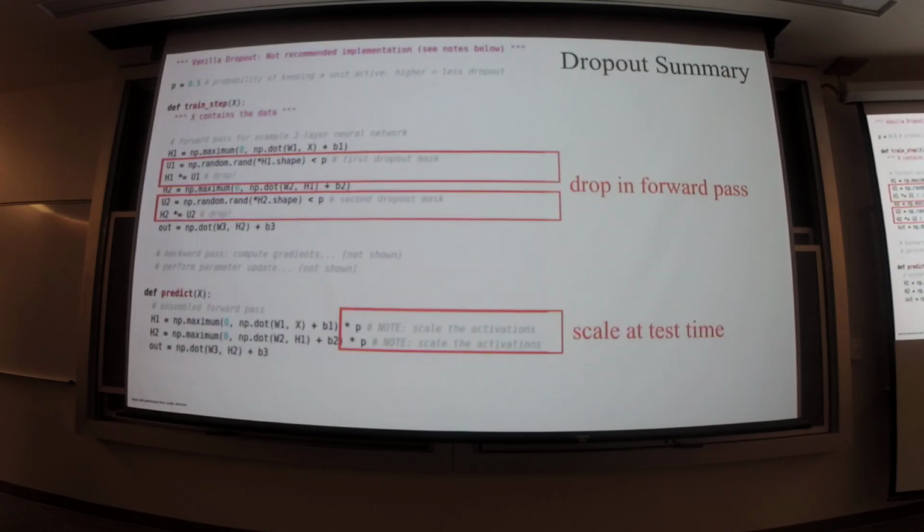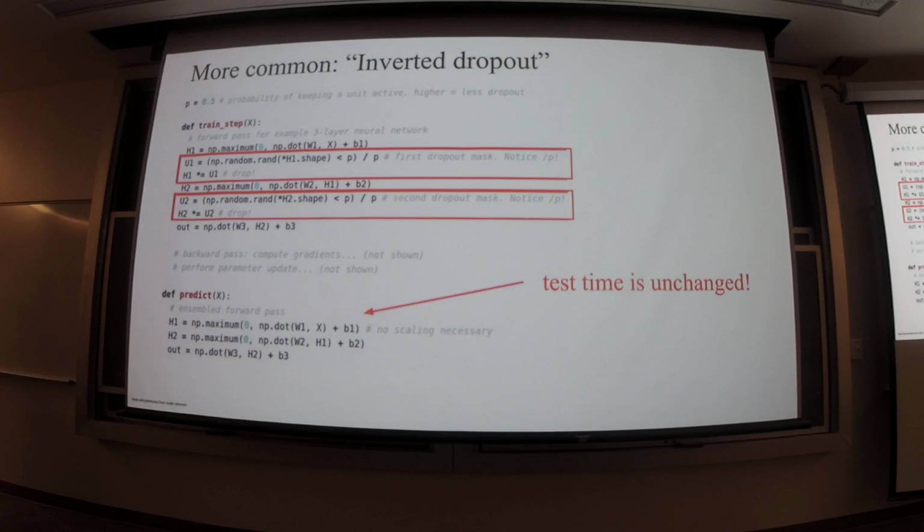Okay, so here's some code for what that would look like at train and test time. We just saw the test time. Okay, that's dropout. Super important. There are other kinds of dropout.